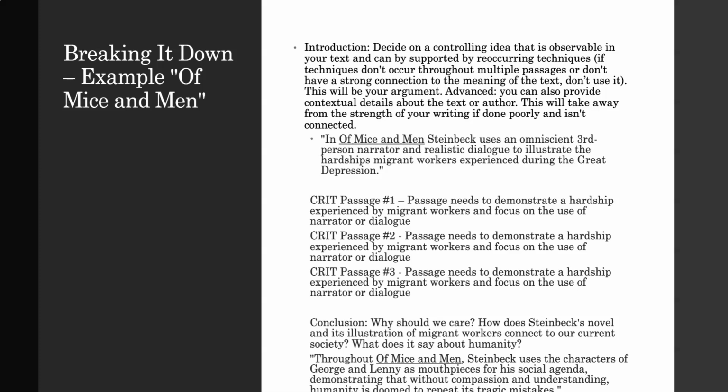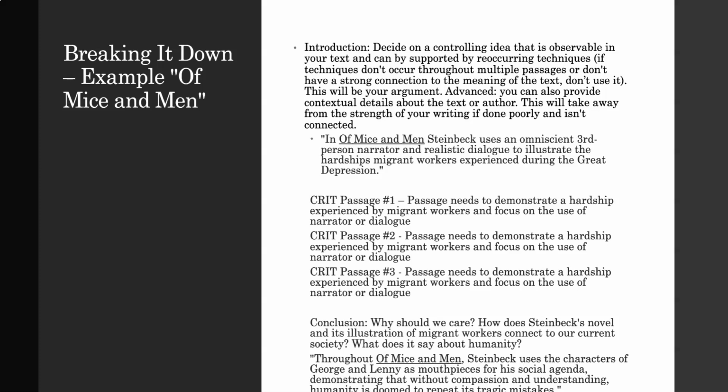And in this introduction, you want to determine and decide a controlling idea that is observable in your text. Now, just a little aside here: observable doesn't necessarily mean that it has to be physically present, but rather you are able to make the argument that it exists. That's the great point about this essay process, is that you're trying to demonstrate your own understanding of the text and your own interpretation and evaluation of the work and its importance to humanity.